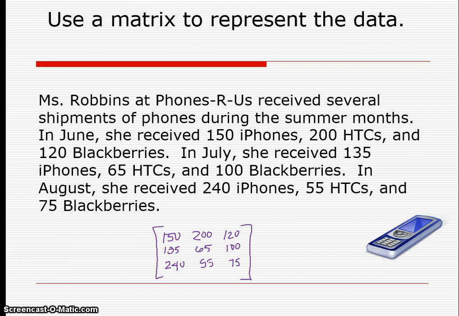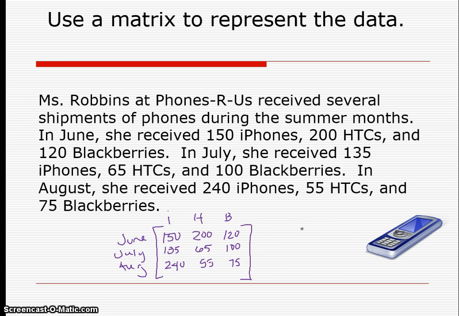Now I did it where each month was a row. So my first row was June, my second row was July, and my third row was August. And then each column represented your types of phones, so your iPhone, your HTC, and your BlackBerry. If you did it the other way, that would be fine as well.